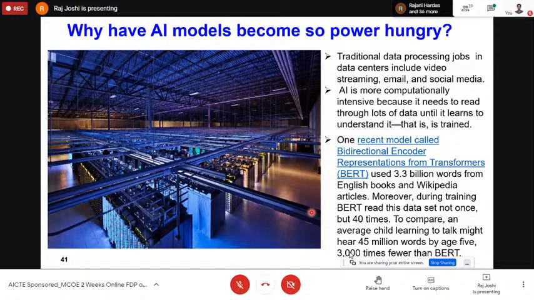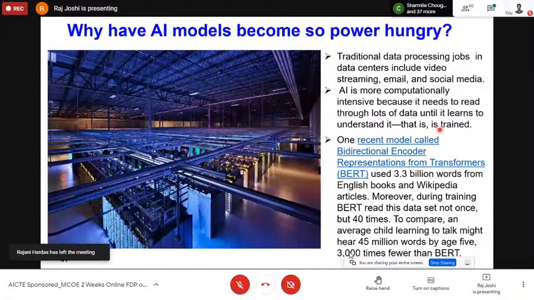So traditional data processing jobs in data centers include video streaming, email, social media, all kinds of applications, right? And they are very computationally intensive because it needs to read through lots of data until it learns to understand, because the training is needed. You need lots of data. Wouldn't it be nice to have very less data for training? Yes, that's a very ideal wish list. It's very hard. Those wish lists are a very hard problem.